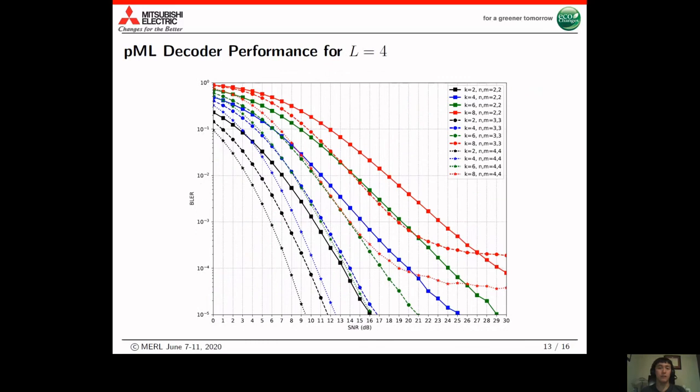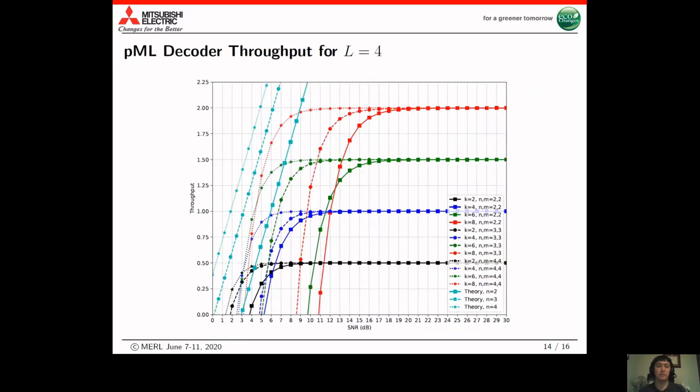In this figure, we consider the performance of the pseudo ML-based decoder, which is a system that avoids using neural networks altogether. This is the case for L equals 4 time slots. We note that the performance here is generally similar to the neural network-based decoders. However, there are some cases where the optimization failed to find a code that did not observe an error floor, which can be seen in some of these red curves. Similarly as before, here is the comparison of the throughput of these systems with respect to the theoretical lower bounds.